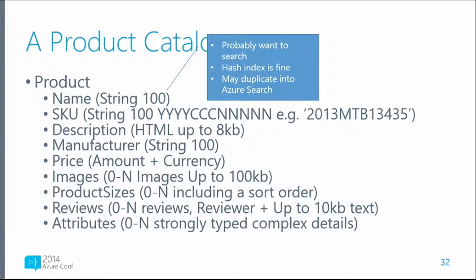We probably almost certainly want to search our name. Hash index is probably fine. We're probably not searching on a range of names. But we probably also want to duplicate that into maybe something like Azure Search, right? Because document database doesn't provide full text search. It provides hash indexes for exact matching and range indexes.